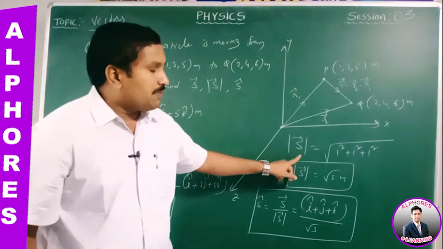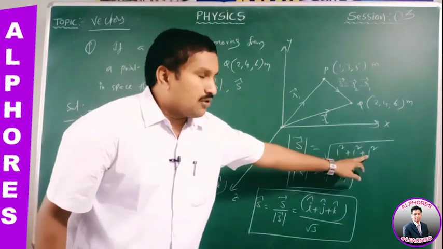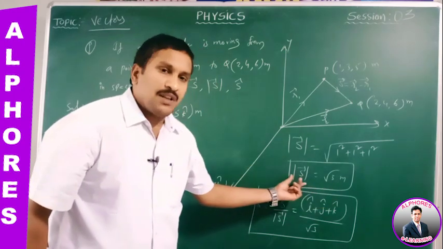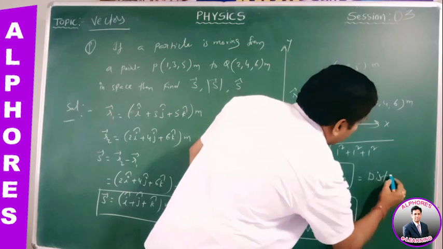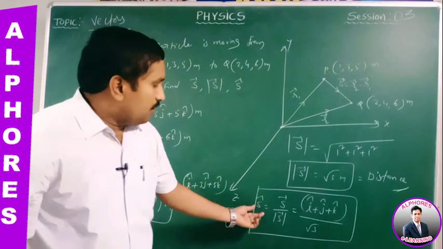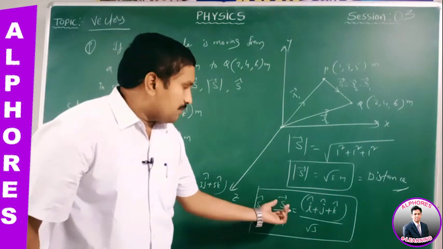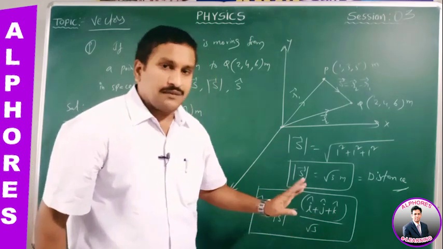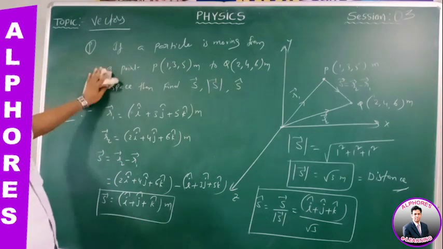Then the magnitude of displacement: root of i coefficient square plus j coefficient square plus k coefficient square, which is root 3 meter. So the magnitude of displacement is nothing but distance, equivalent to the distance traveled by the particle. Now what is the general expression for unit vector for displacement? S cap is equal to s bar by magnitude of s bar, that means i cap plus j cap plus k cap by root 3. So this is the expression for displacement vector.